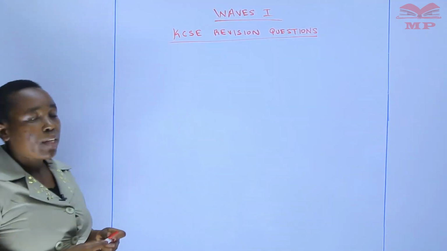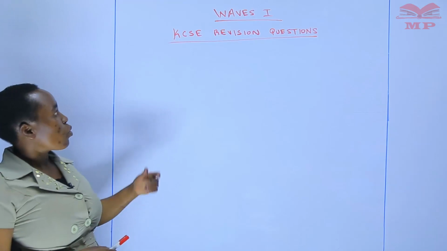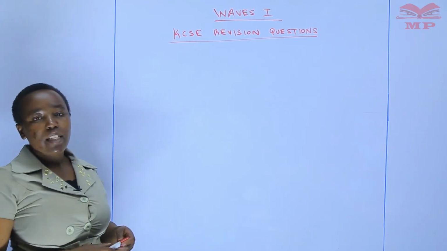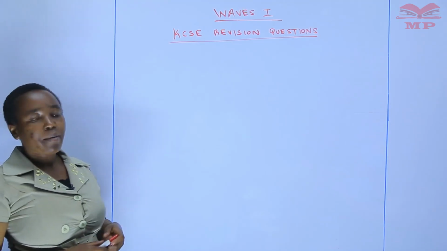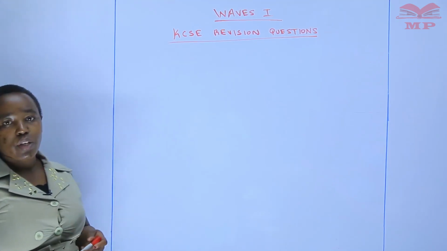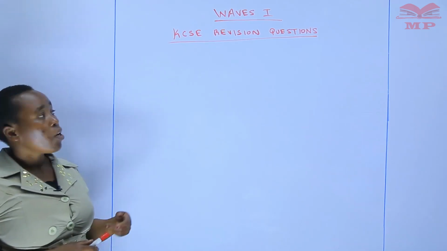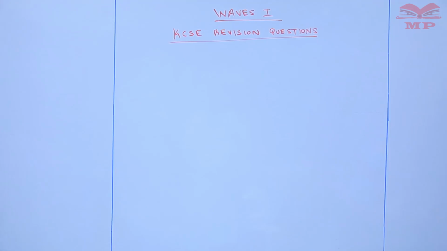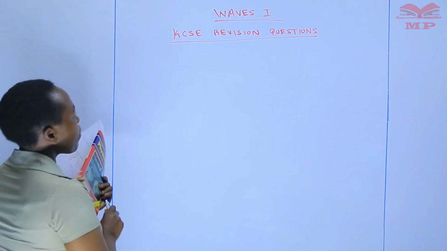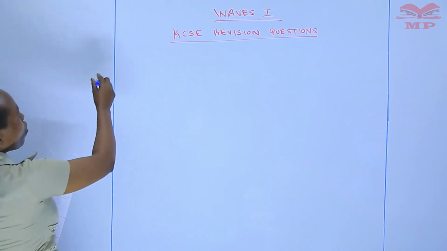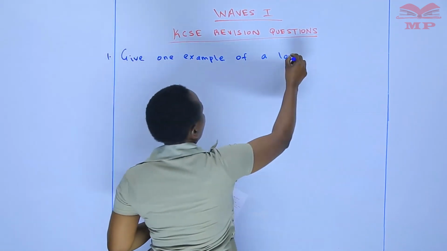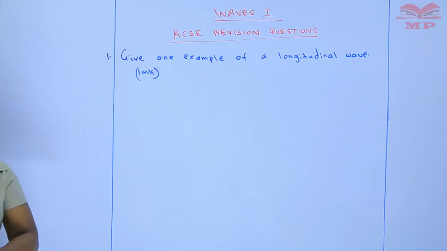Having tackled the topic waves 1, we want to see whether we can answer questions from the past papers, that is KCSE. We are going to do like 7 questions from the past papers, and we are going to solve each one at a time. So the first question is here. Some are going to be theory, others we are going to calculate. So number 1, that's the first question.